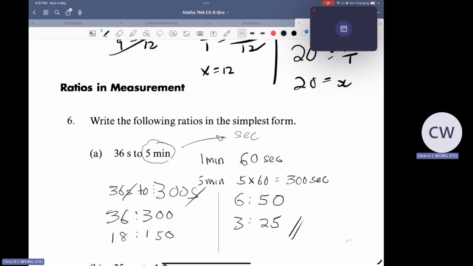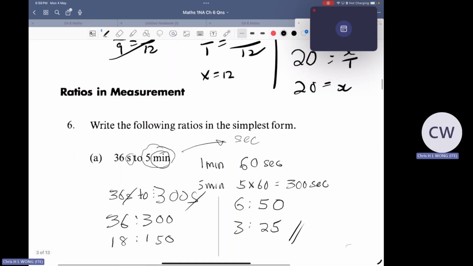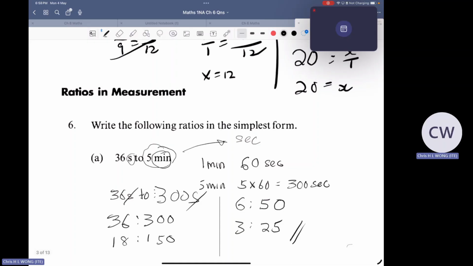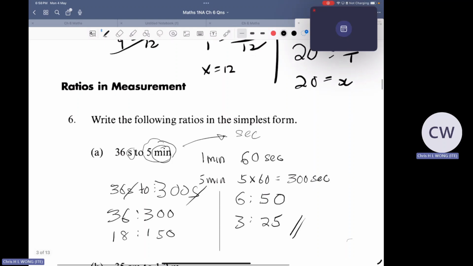So that's how you change from one unit to another unit. Change all the units to the same unit, and then you can reduce to the lowest term. Consider that very easy. Number 5. Okay, give me the next one. Next one, ready?